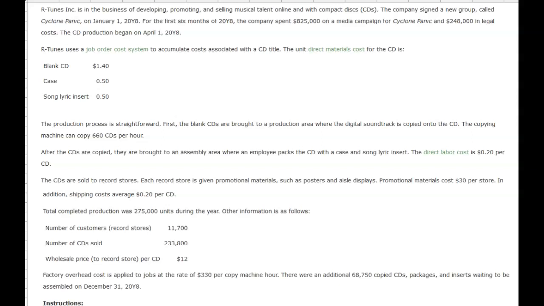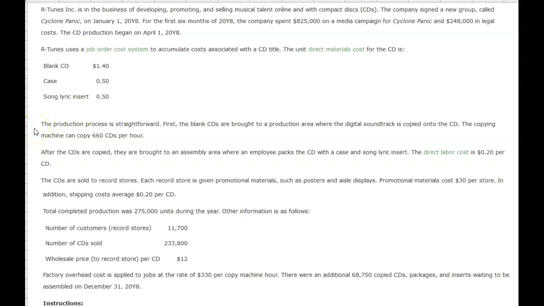Okay, Artunes uses a job order cost system, to accumulate cost associated with the CD title. The unit direct material cost includes, and you can see the information here, just to the left of my mouse, blank CD is $1.40, a case is 50 cents, and the song lyric insert is 50 cents.